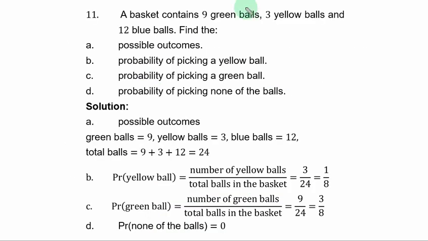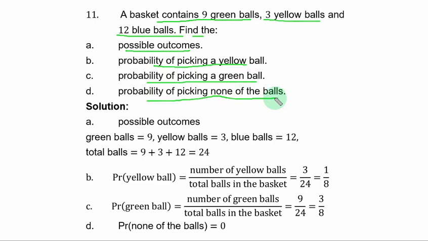Example 11. A basket contains 9 green balls, 3 yellow balls, and 12 blue balls. Find A, the possible outcomes. B, the probability of picking a yellow ball. C, the probability of picking a green ball. D, the probability of picking none of the balls.